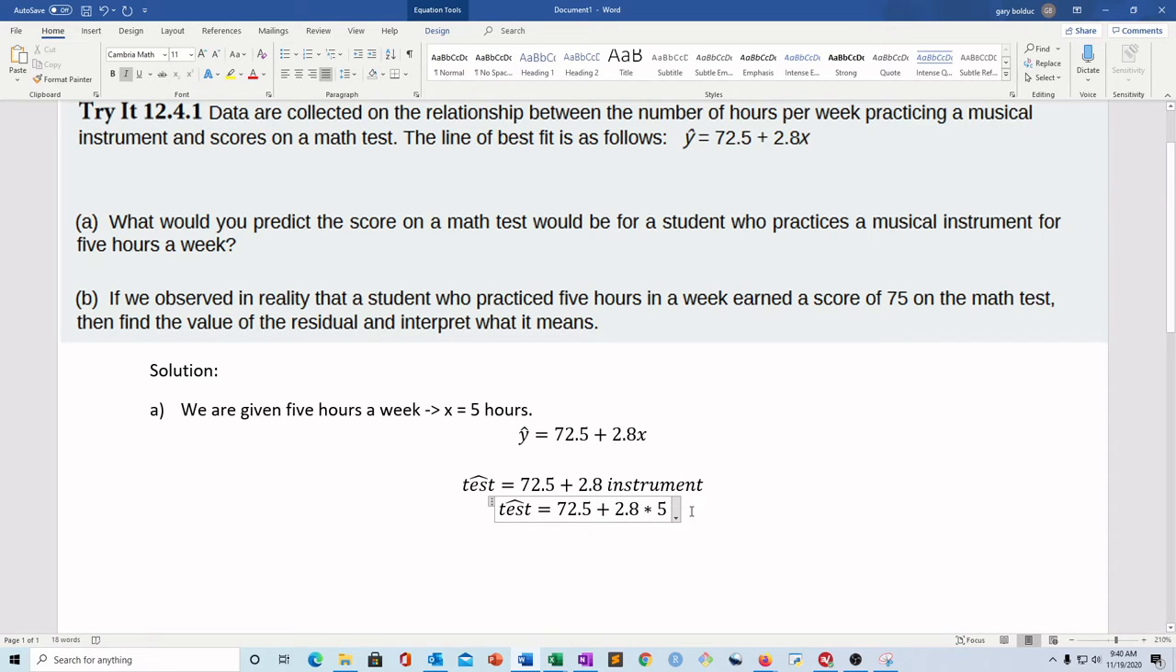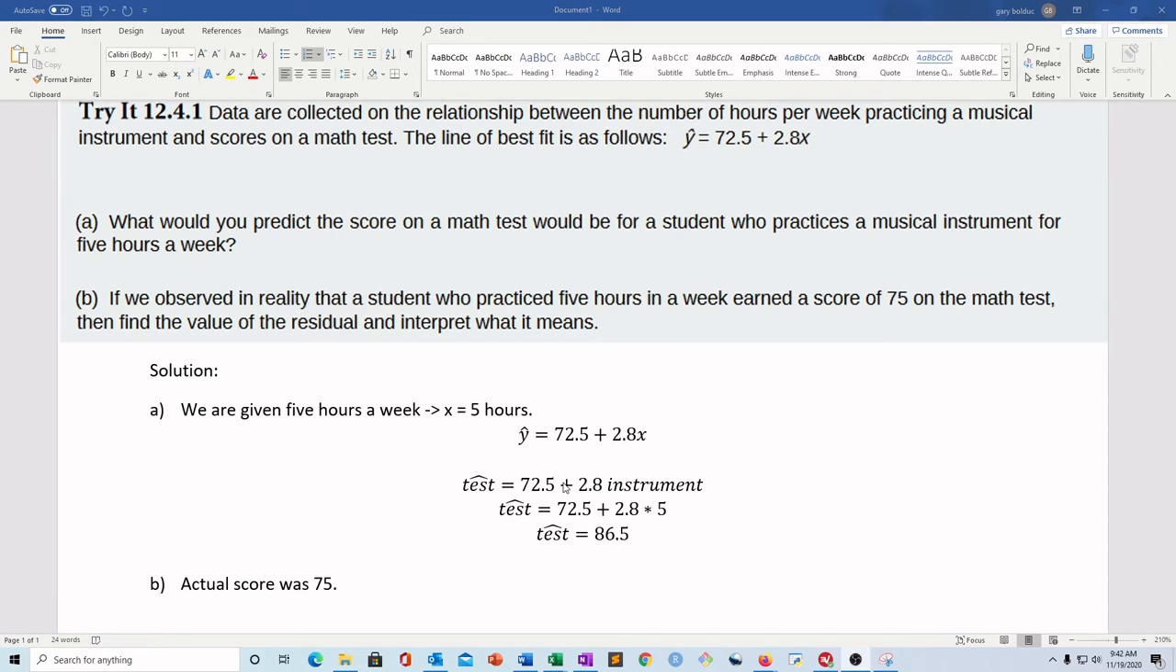There we go. So all we have to do is put this into our calculator, and we're going to end up with 86.5. So our student who uses their musical instrument, practices it 5 hours a week, we predict they will get an 86.5 on the math test. Okay, so let's move on to part B.